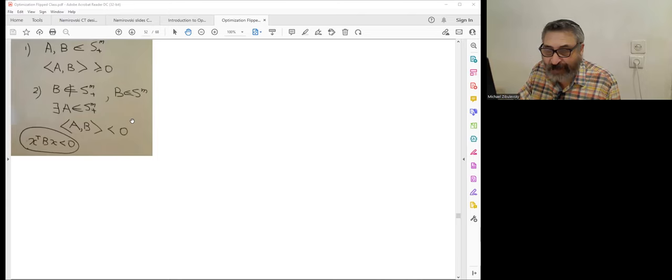And one more way to go: if B is not positive semi-definite, then there is an X such that X transpose BX is less than zero. Because for positive semi-definite matrices, this is greater or equal to zero for any X. But for non-positive, there is such an X that this is less than zero. And try, based on this property, to find this A. We need actually to find this matrix A, which will make this inner product negative.